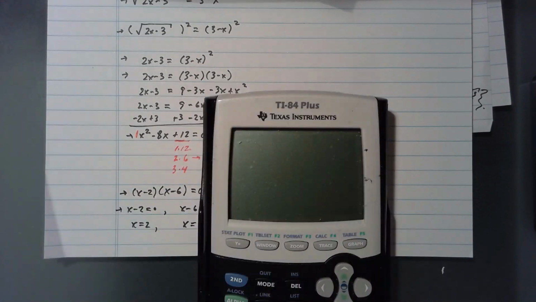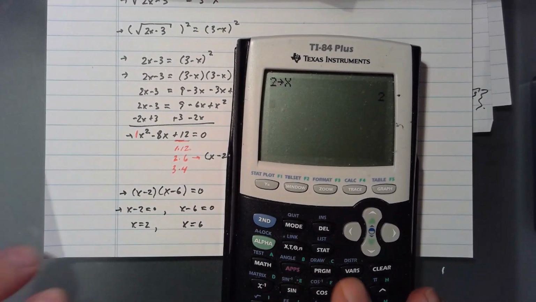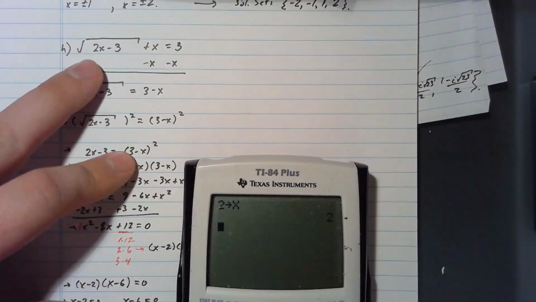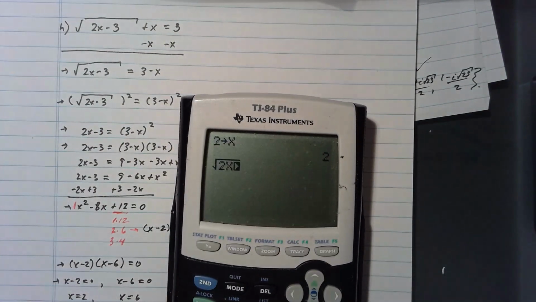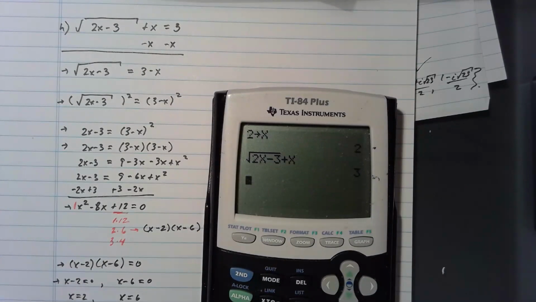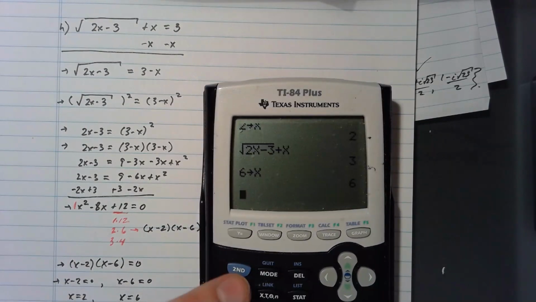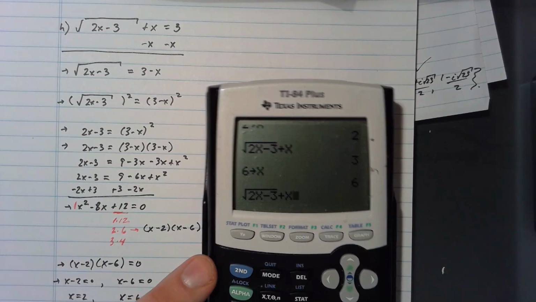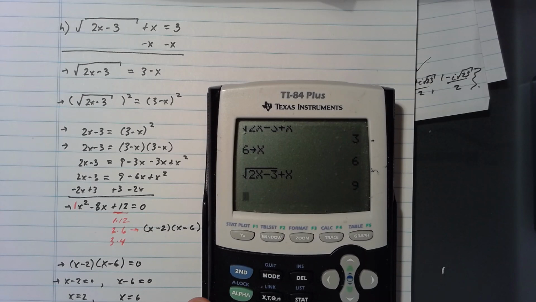So when I do that, 2 stored in x. My original equation was the square root of 2x minus 3 plus x outside the radical. And when I hit enter, I should get 3, and I do. Okay, so 2 works. Let's try 6. 6 stored in x, retype my equation. Second enter, square root of 2x minus. Oh, I got 9. I didn't get 3.